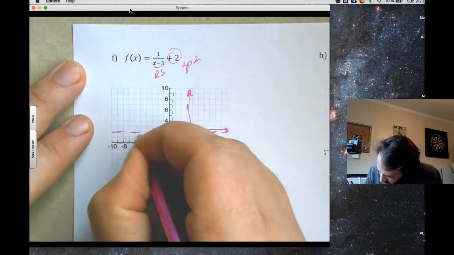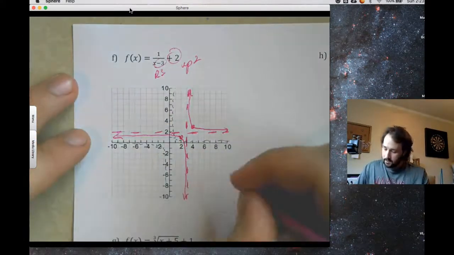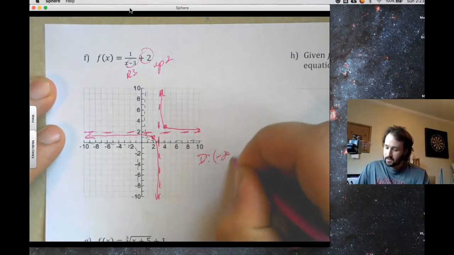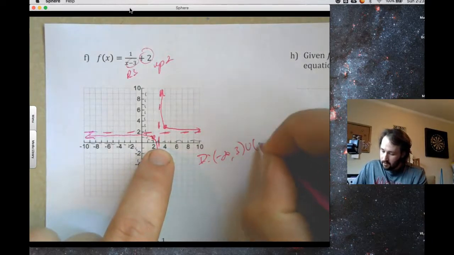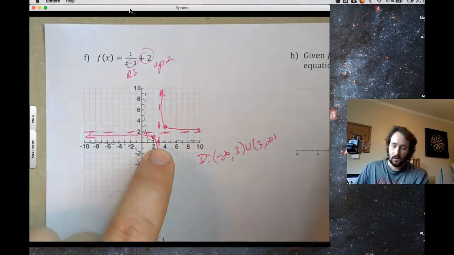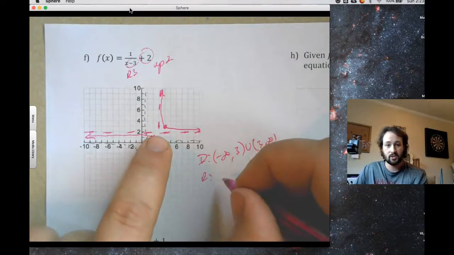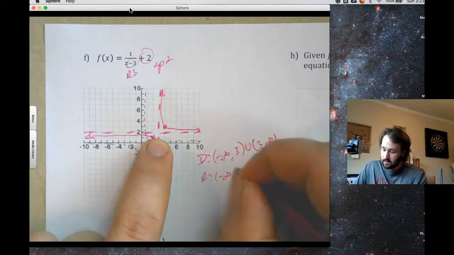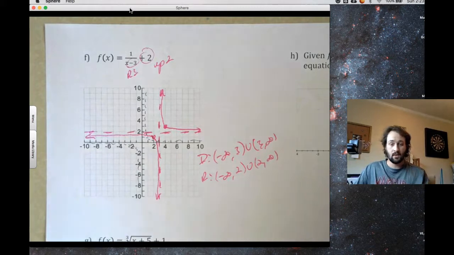Forever, ever? Right. So then our domain is all of our x values except the ones that we cannot have, so negative infinity to 3 and 3 to infinity. All right, the range is all the y values except for what we can't have, which would be 2. It's not at 2 because there's an asymptote there. So negative infinity to 2 or 2 to infinity. Right, there's our domain and range.